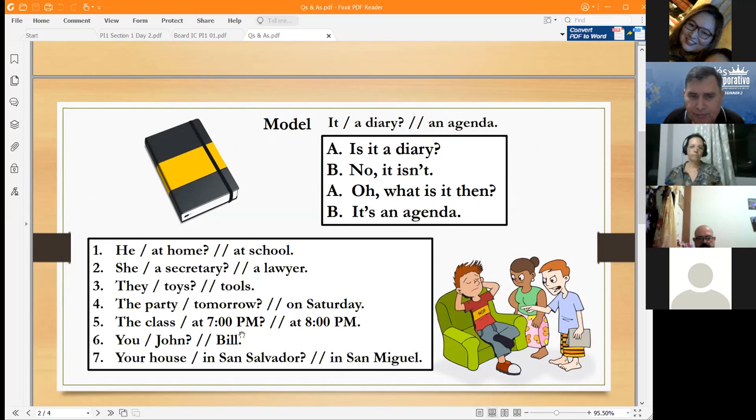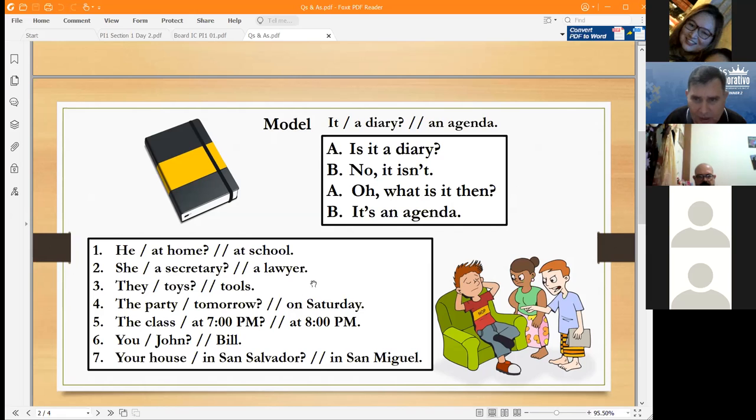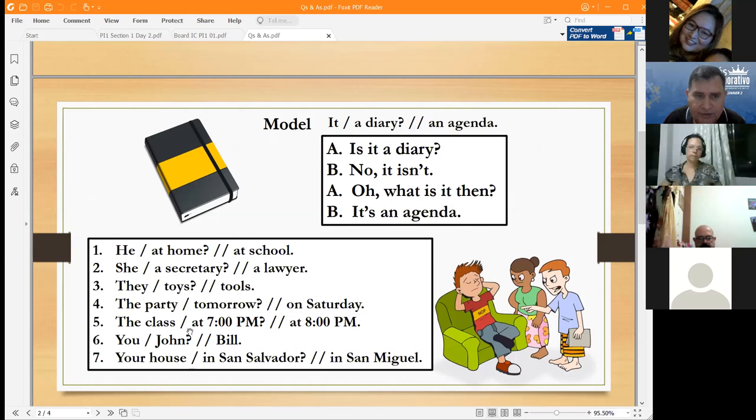Now in number five, we are talking about time. Okay. What time? What time is the class? In number six. What's your name? Okay. Are you John, teacher? The question is, are you John? And in the second question, because we are following the conversation that we're going to be practicing in a moment, I'm going to have models and then you're going to do it.